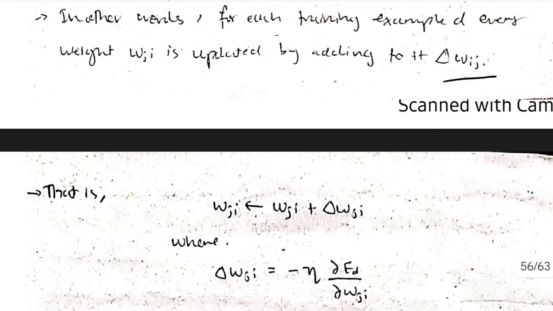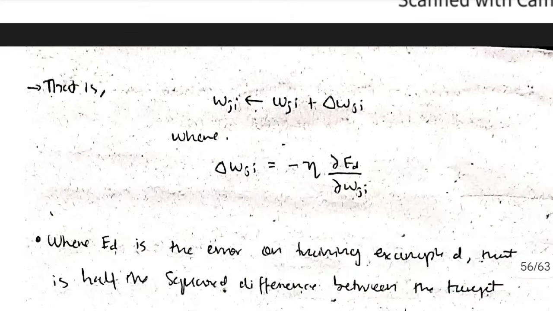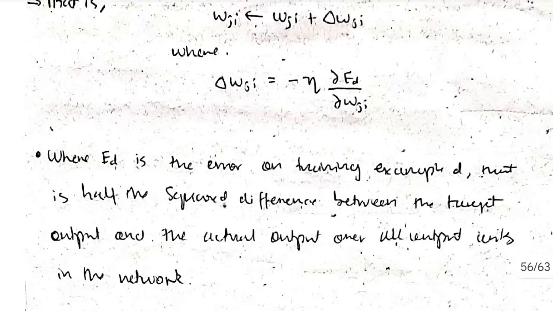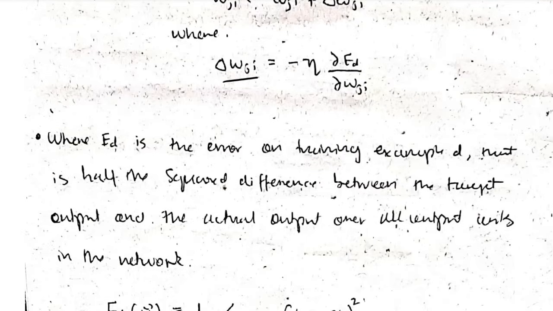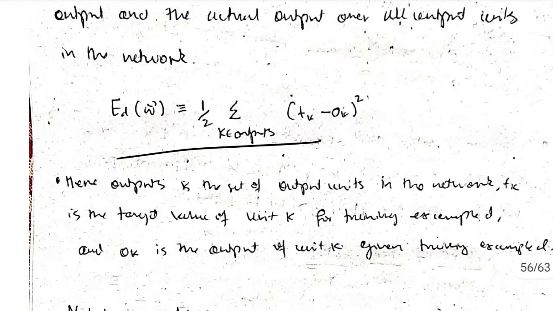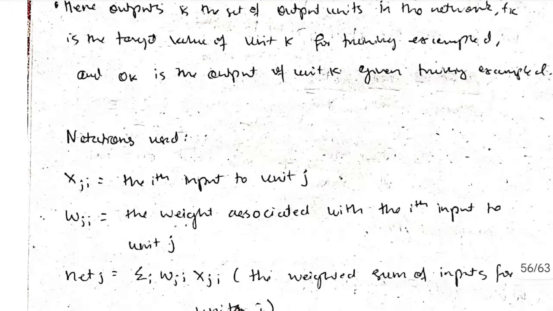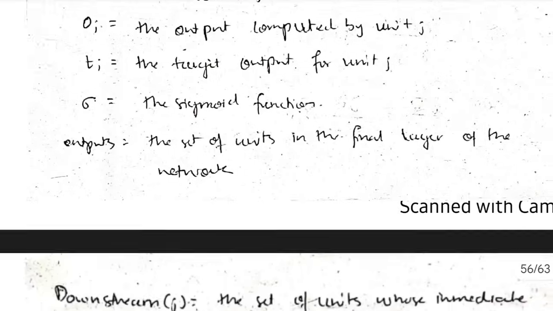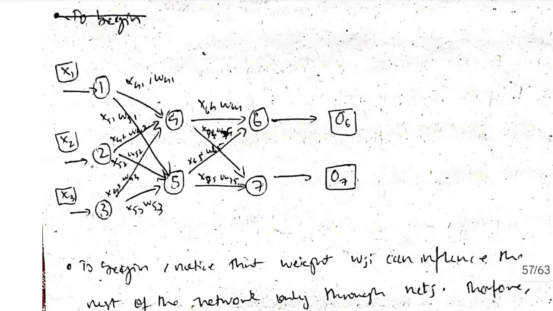So each time we have to find out the delta wij value and update the previous wij value. Okay, so this is the formula which we'll be using: delta wij is equal to minus n into dEd by dwji. This is one of the formulas given for Ed, which we'll be using in this case, and some notations are given. You can go through it. I'll just be explaining what is happening here.